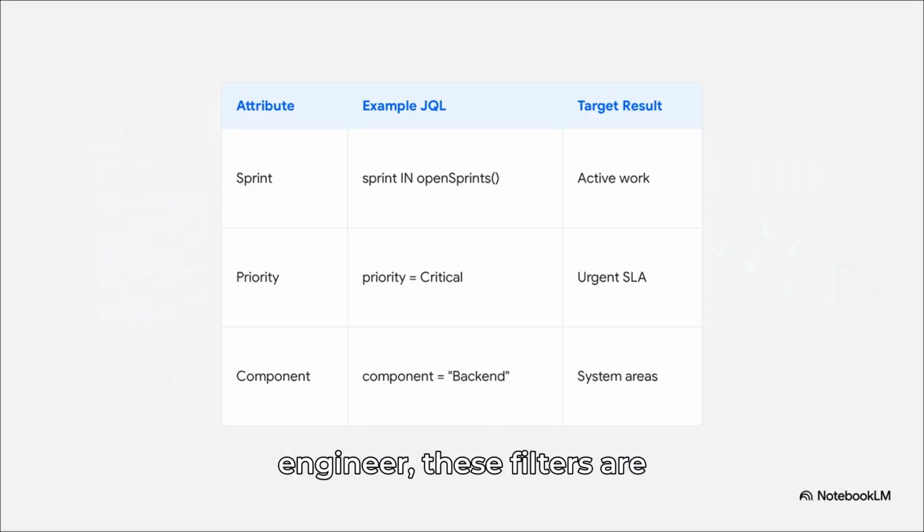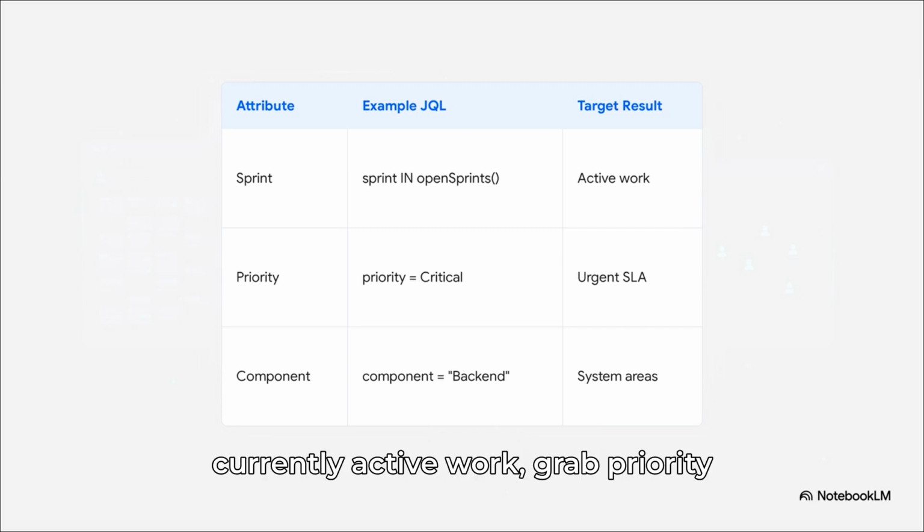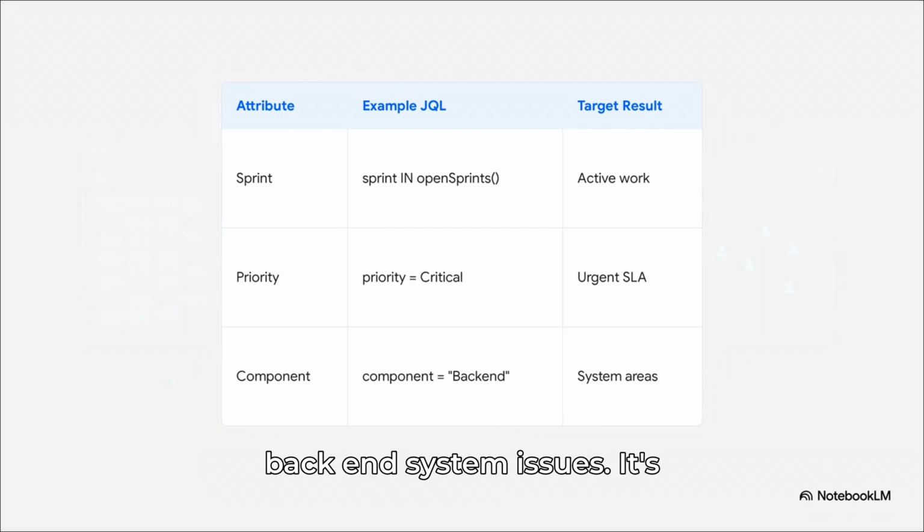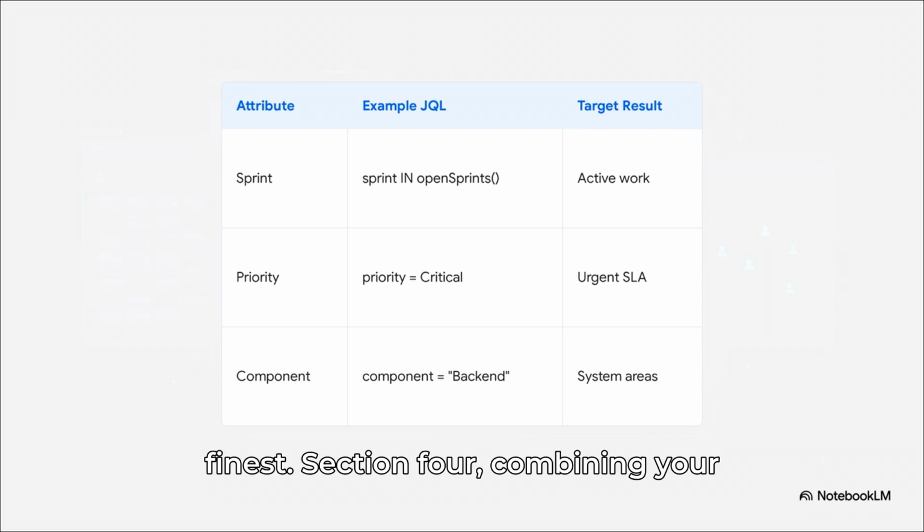Okay, on to section 3, precision filtering by attributes. As an IT support engineer, these filters are basically your daily lifelines. You can filter by sprint to see currently active work, grab priority to catch those urgent SLAs, or use component to isolate just the back-end system issues. It's surgical extraction at its finest.